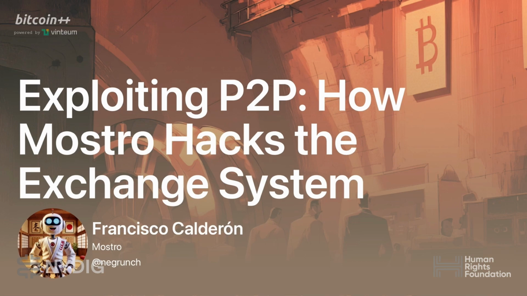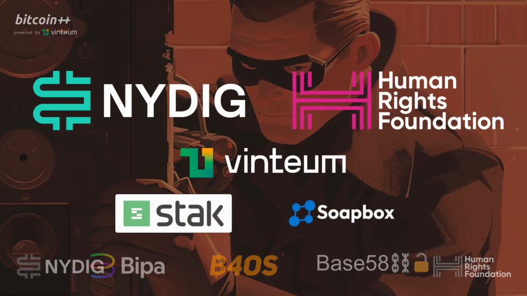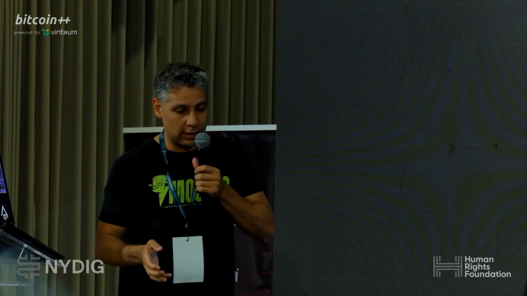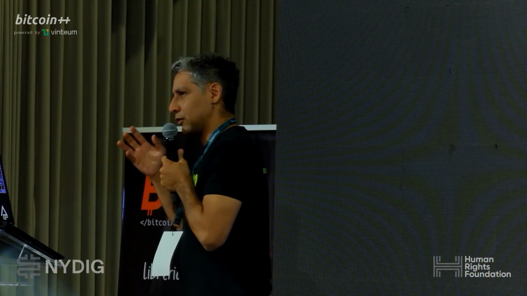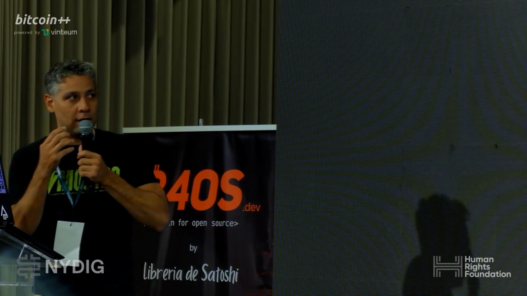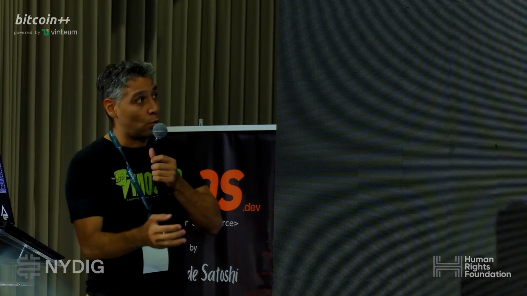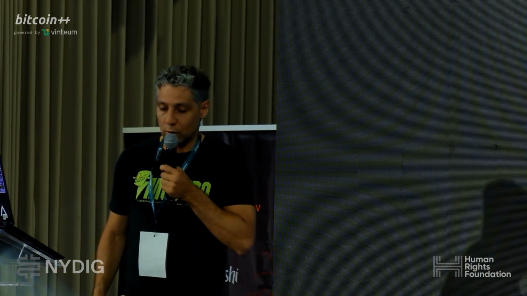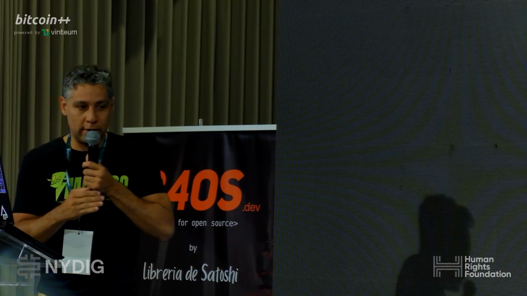I'm going to talk about this exploit. We're going to talk about how Mostro hacks the exchange system. Every exploit starts by finding a vulnerability. We're going to talk about not a bug in software, but a bug in the financial system. So we have been working a long time on finding how we can exploit this bug.